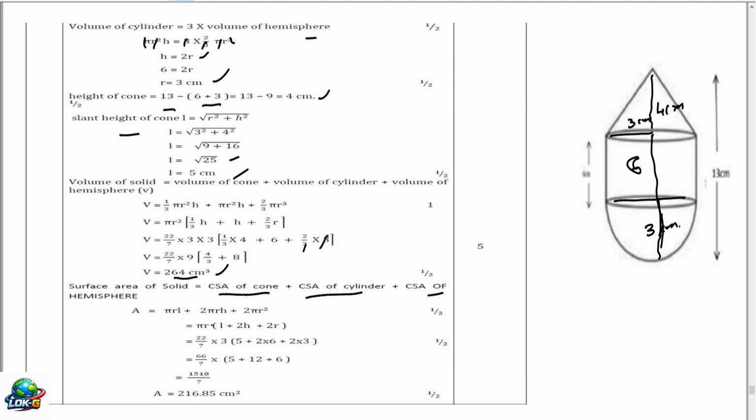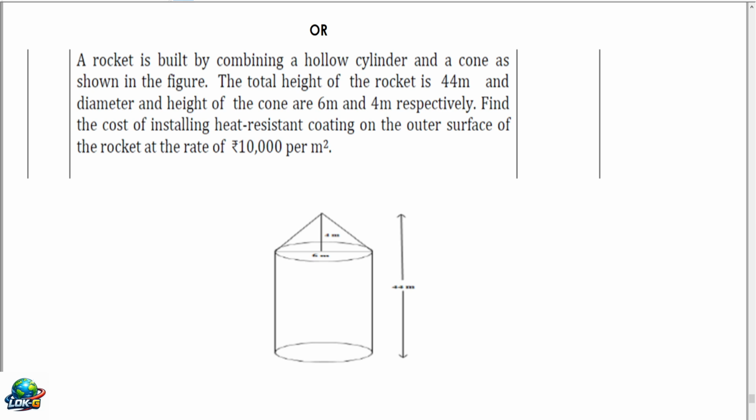Surface area of the solid is curved surface area of the cone, then curved surface area of the cylinder, then curved surface area of the hemisphere. Pi r l, curved surface area of the cylinder is 2 pi r h, hemisphere is 2 pi r square. You can take pi r common: l plus 2h plus 2r. 22 by 7, r is 3, slant height l is 5, and 2 into height is 6, plus 2 into r is 3. You will get 5 plus 12 plus 6, that is 23. If you multiply and simplify, you will get 216.85 centimeter square as the answer.